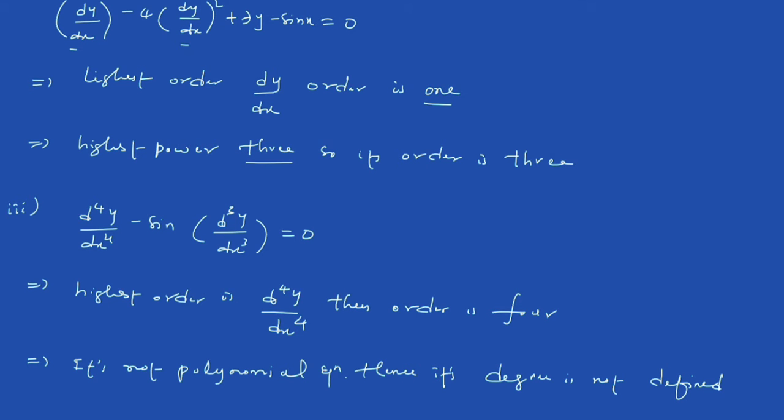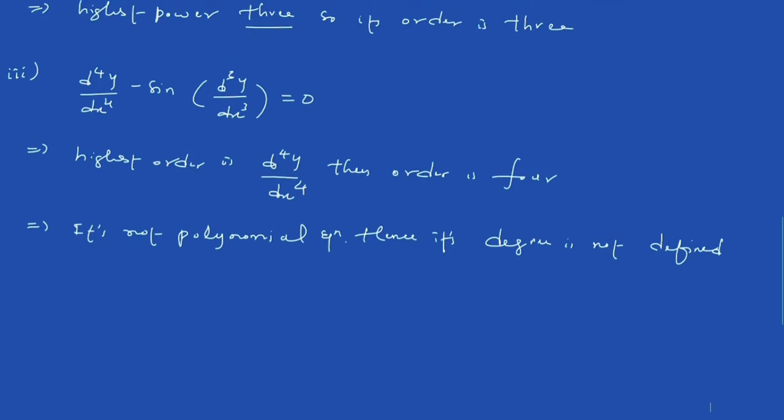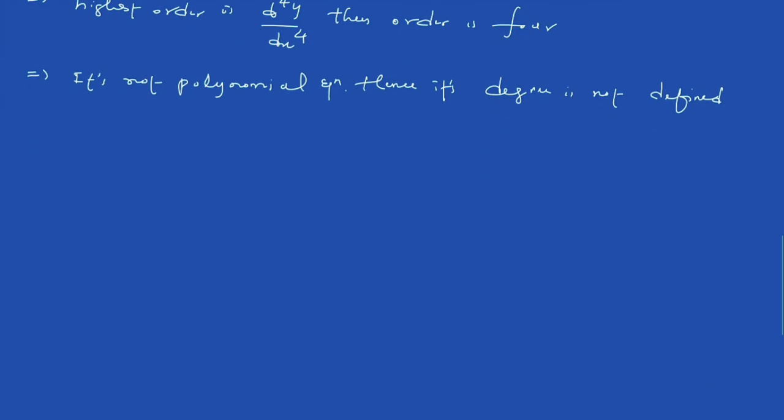We cannot define the degree here, right, because it is not a polynomial function. Usually it should be polynomial and free from radicals, we can say. You have already discussed the definitions of degree and order of a differential equation. So this is order and degree. Now question number 2.